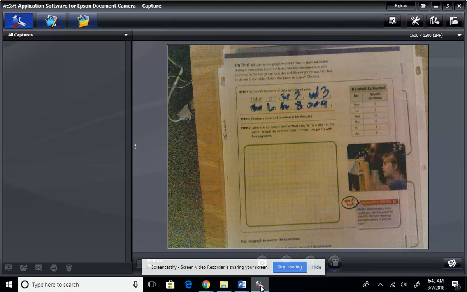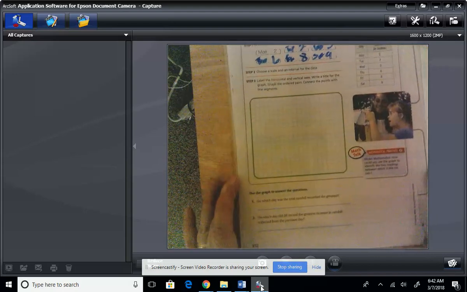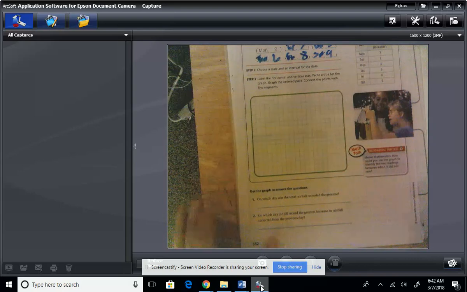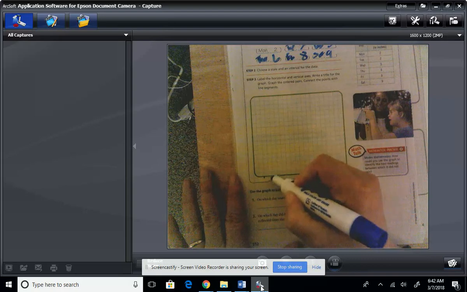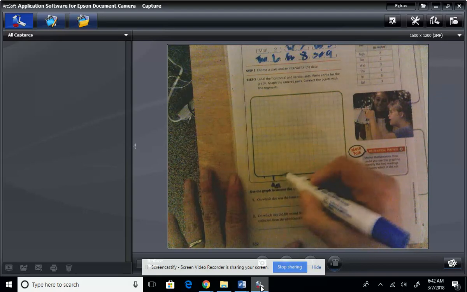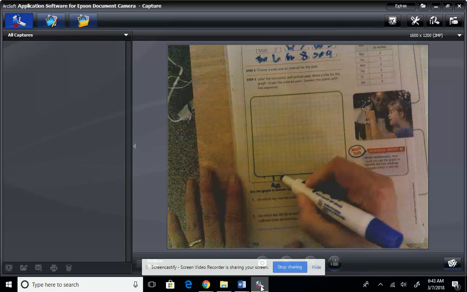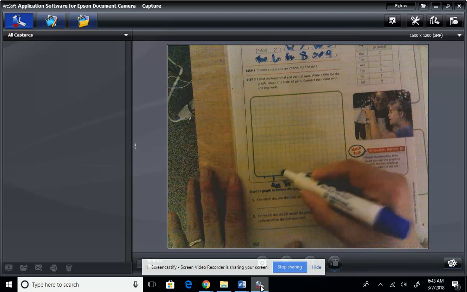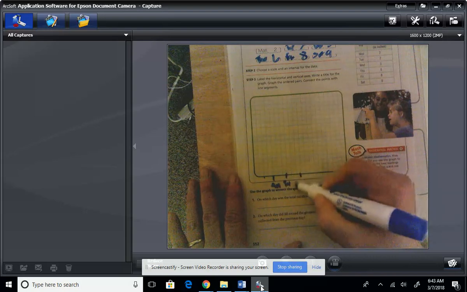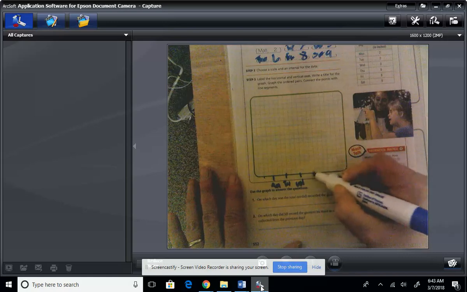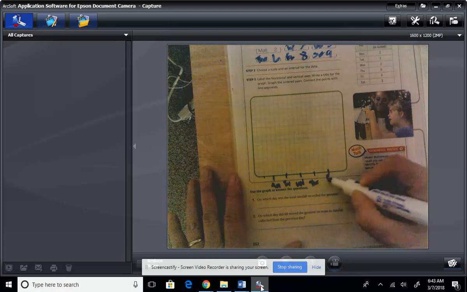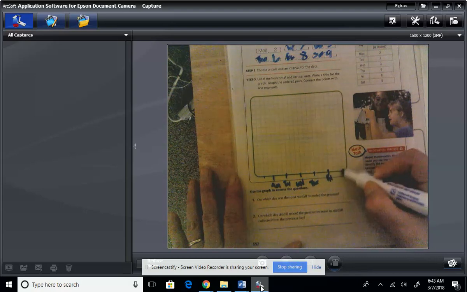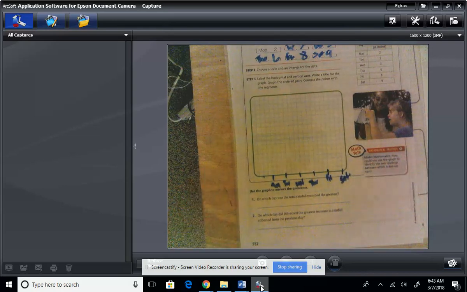All right, now let's set up our line graph. If we look at this, on the bottom, this will be Monday. Keep them evenly spaced. Tuesday, Wednesday, Thursday, Friday, Saturday. I don't know how you spaced yours out.